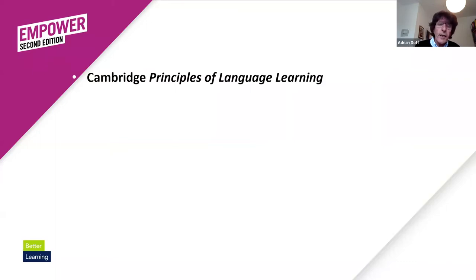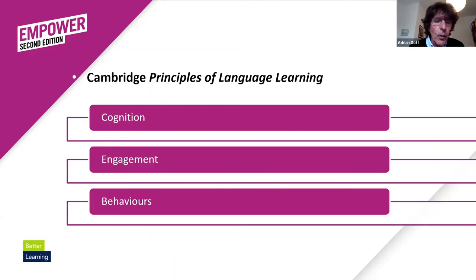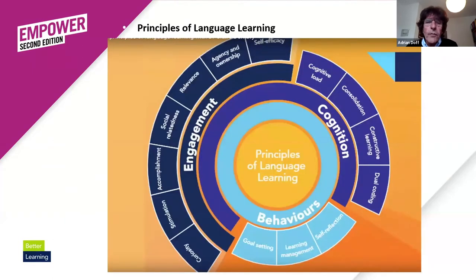And in this document that Cambridge drew up, based on the summary of research, they in fact organized this in the categories that we looked at. That's one extra one. So the categories they look at are cognition, so the learning process itself and mental processes, engagement, so learners' attitude to the learning experience and their engagement with it, and also a third area which they talk about as behaviours, which is more to do with learners' learning strategies and learners' decisions about how they approach the learning process.